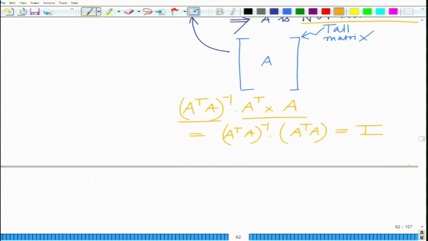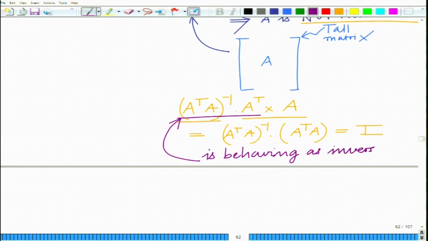So although A is not invertible, the matrix A transpose A inverse into A transpose is behaving as an inverse of A. When you multiply it on the left with A, it gives identity. It is not a true inverse because A is not invertible when m is greater than n, but it behaves as an inverse. This is therefore known as the pseudo inverse of A. Something is pseudo when it is not actually that quantity, but gives the appearance of it.